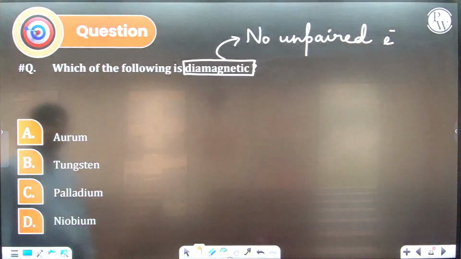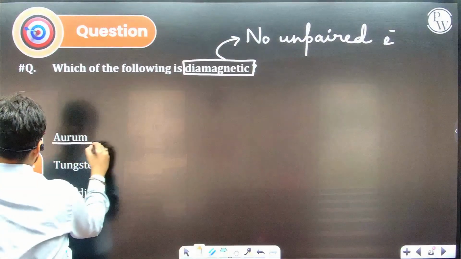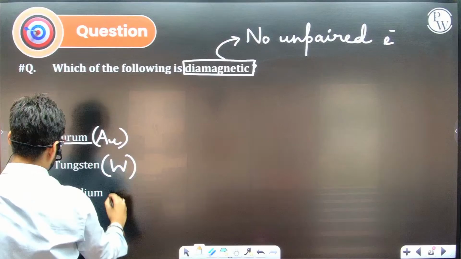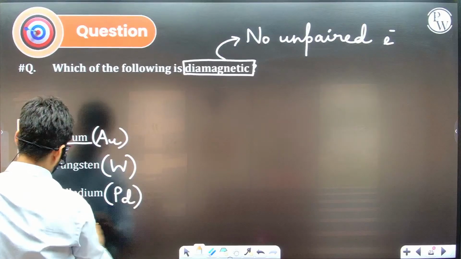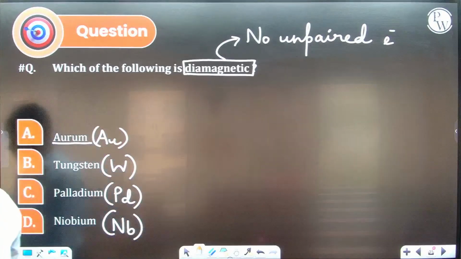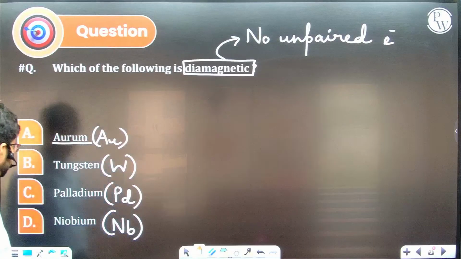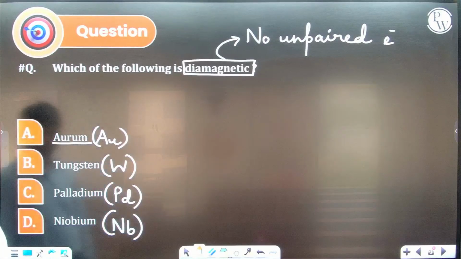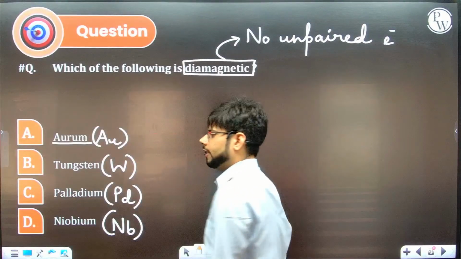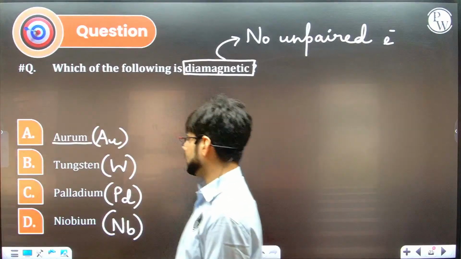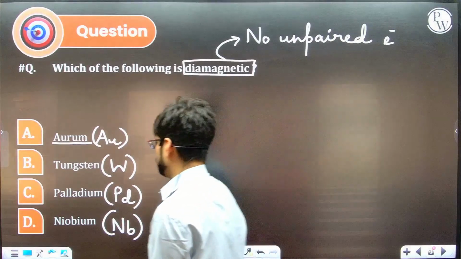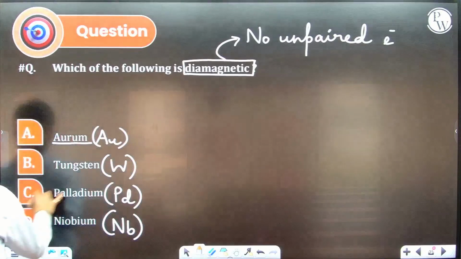Okay. So what is aurum? This is aurum. This is gold. Tungsten is W, palladium is Pd, and niobium is Nb. So if you write down the electronic configuration and then check the number of unpaired electrons like we have done for some questions, then you will see that the correct answer to this is C. Pd is palladium.